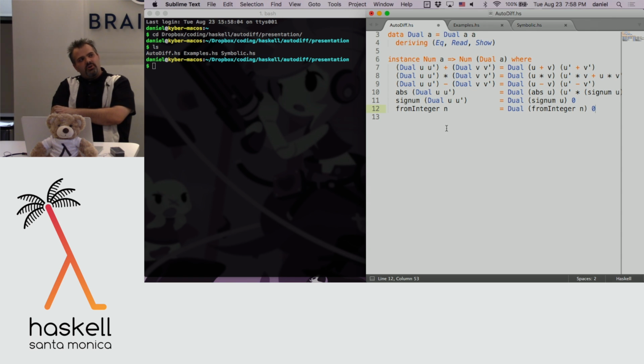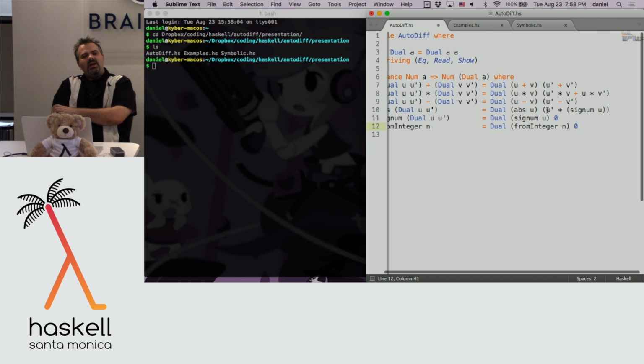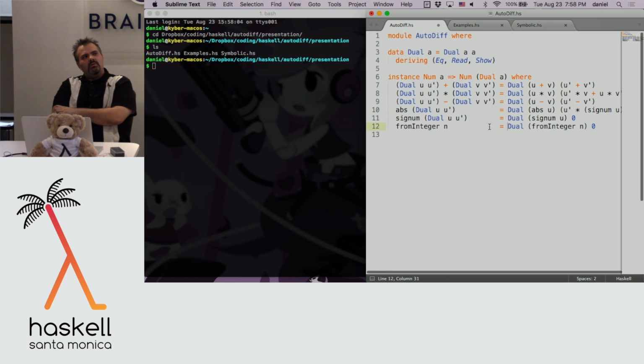So from integer is supposed to take an A and give us a dual. And so what we're using here is from integer for A. That's going to be the first guy. And then the second guy is going to be 0. Why is it going to be 0? So what is my dual keeping track of?